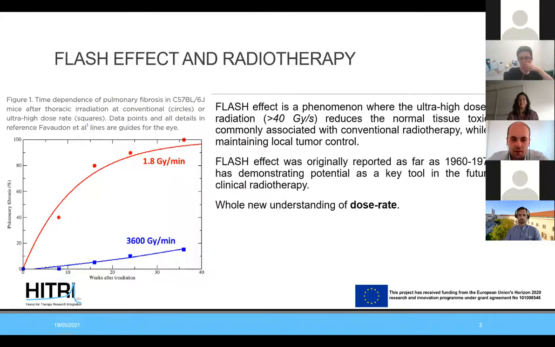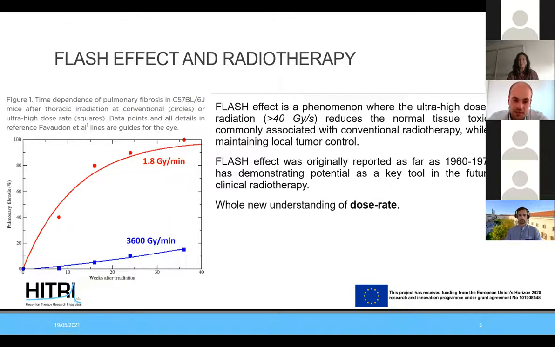We talked about radiation therapy a lot, but as you could see, there are still some problems. The goal in radiation therapy research is to keep discovering and researching novel techniques so we can minimize effects like organ motion or range uncertainties. Also, we have a problem with radio-resistant tumors, and that is where flash effect comes in. So what is flash effect? It's a phenomenon where ultra-high dose rate radiation, which is about 40 grays per second, reduces the normal tissue toxicity commonly associated with conventional radiotherapy while still maintaining local tumor control.